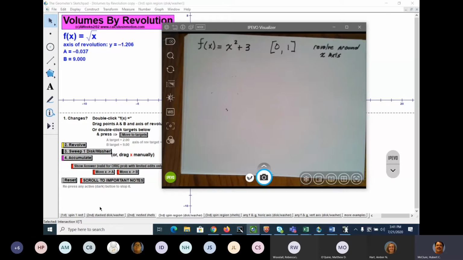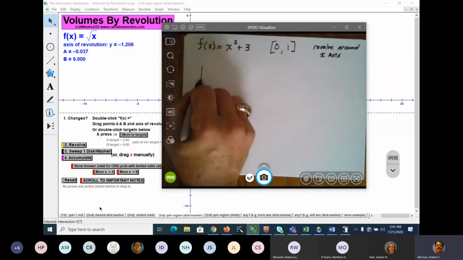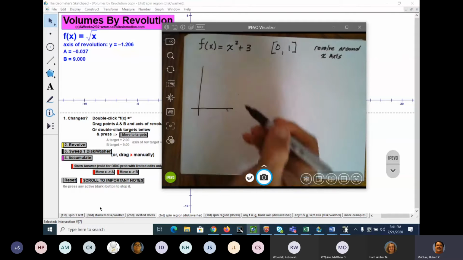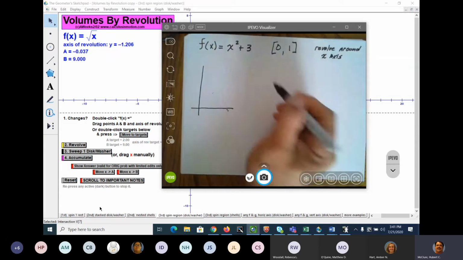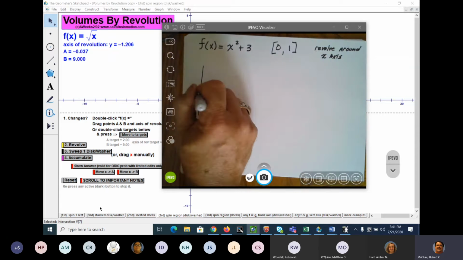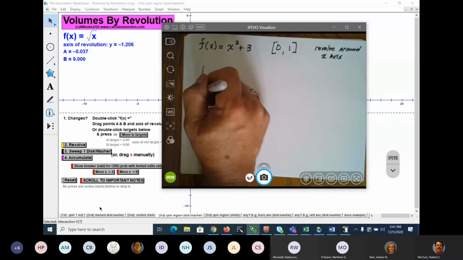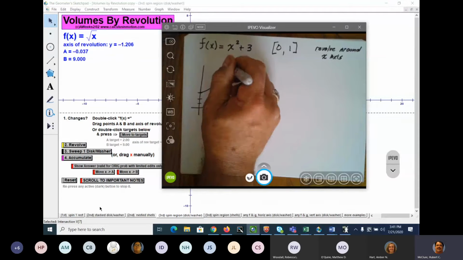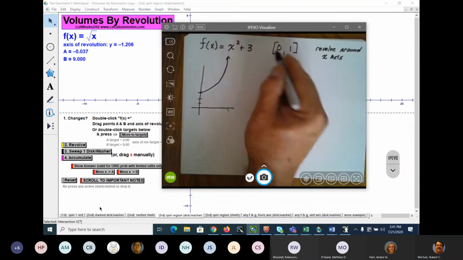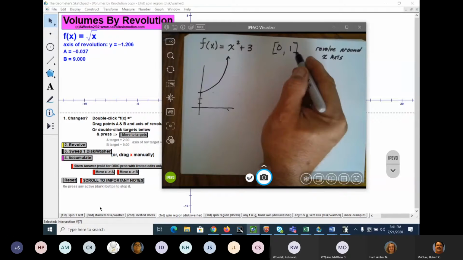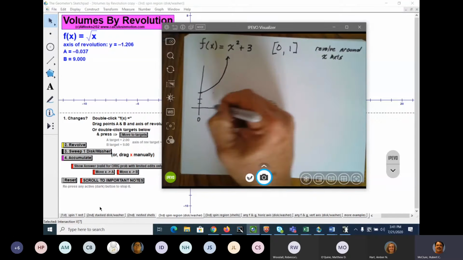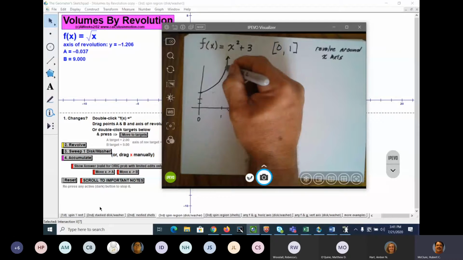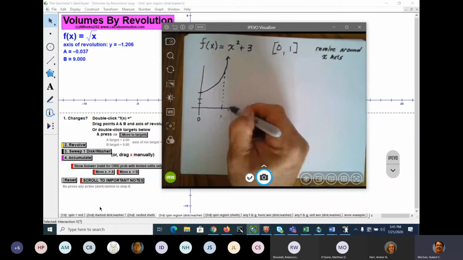Okay, so it's going to be in the first quadrant because you know your parent graphs and you know that 0 to 1 is in the first quadrant, and this is a parent graph with a y-intercept of 3. 0 to 1. And it's going to be going around the x-axis.